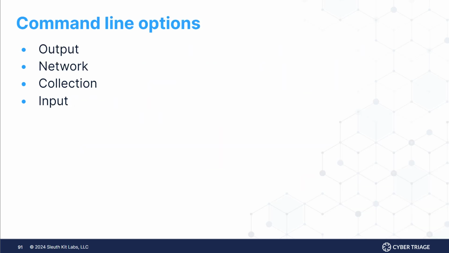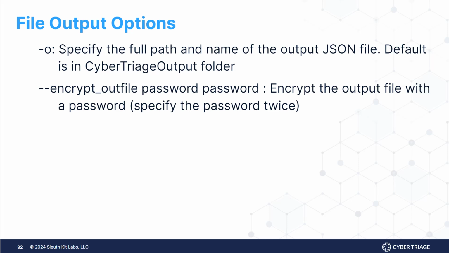The command line options are grouped into 4 different categories: output, network, collection, and input. The focus of this session is going to be on 2 of those, output and collection. So starting with output, pretty straightforward, -O, and then you provide a path to where you want the JSON collection file to be written. Note that you also need to provide a name for that collection file.